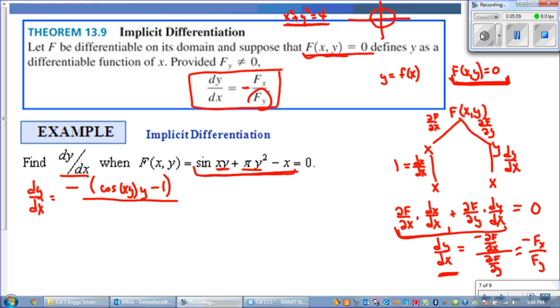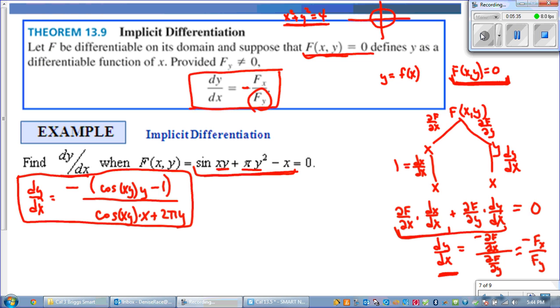Now the partial of f with respect to y. We'll have cosine of xy times x, since our x is a constant in this case. And now the derivative of pi y squared will be 2 pi times y, and the derivative of the minus x is just 0. So this is the dy/dx. So it's much simpler doing this as a partial derivative problem than if we actually did this implicitly.